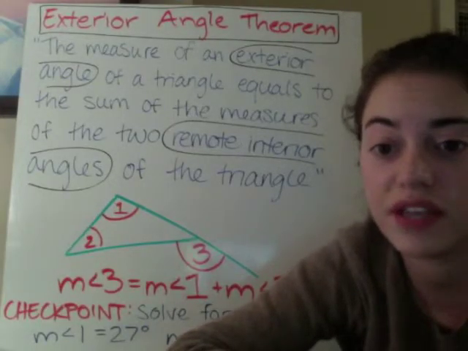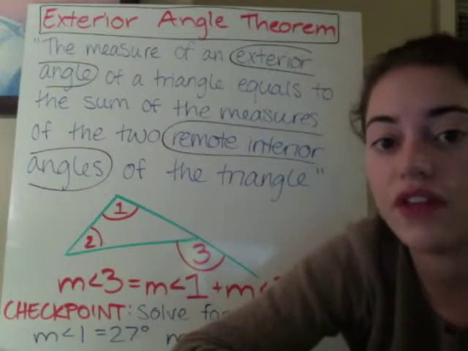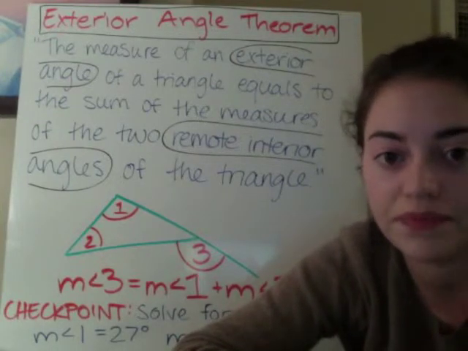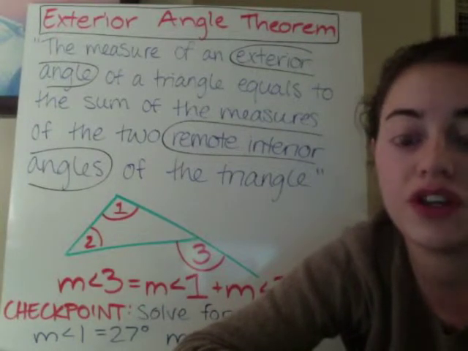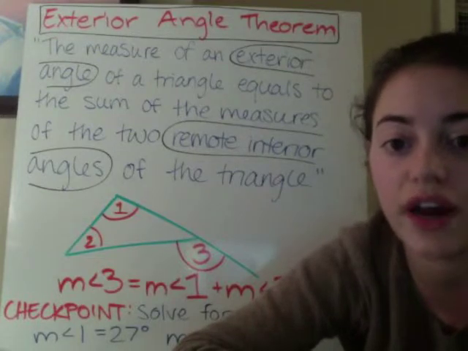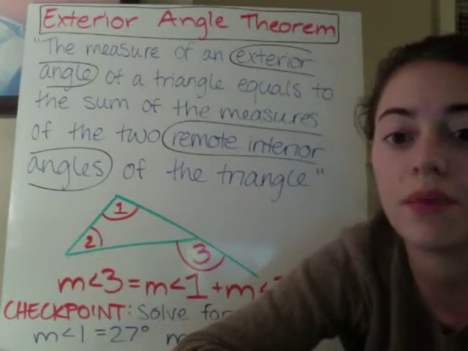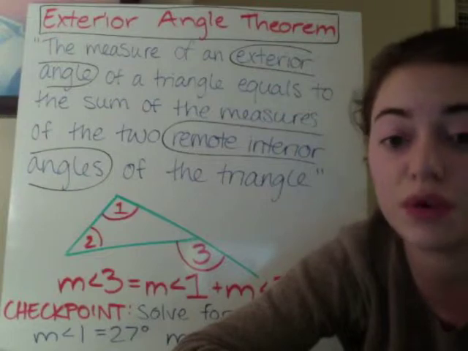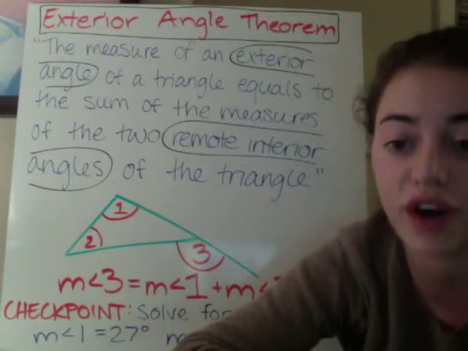Welcome to part 2 of today's lecture. This part is on the exterior angle theorem, which states that the measure of an exterior angle of a triangle equals the sum of the measures of the two remote interior angles of the triangle.